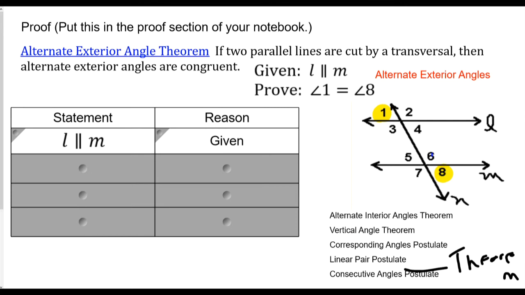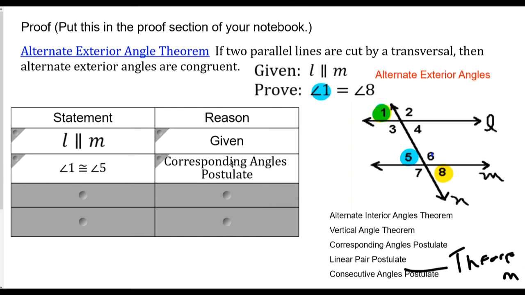I'm starting with angle 1, right here. Its corresponding angle would be angle 5. So I'm going to put the statement, angle 1 is congruent to angle 5. Now this may not be the right step, this may be. Sometimes you have to go back and adjust your proofs as you go, but we're going to see how far this can take us. So angle 1 is congruent to angle 5 based on the corresponding angles postulate.